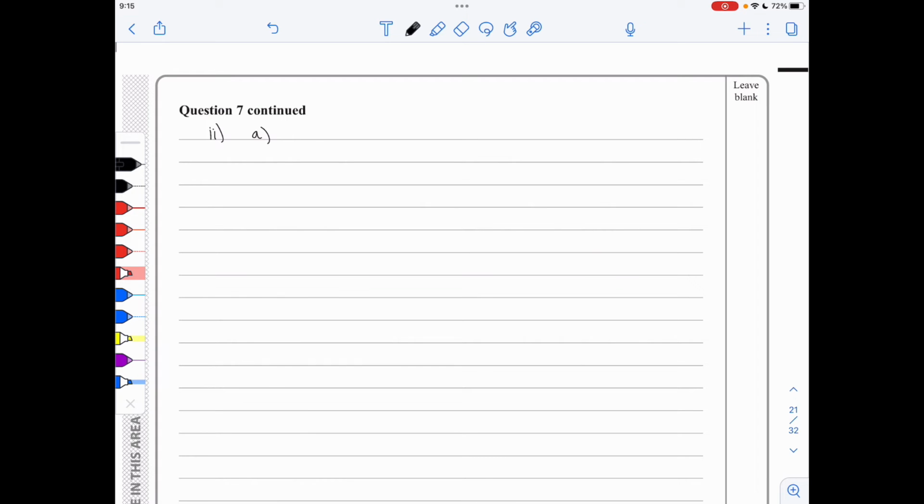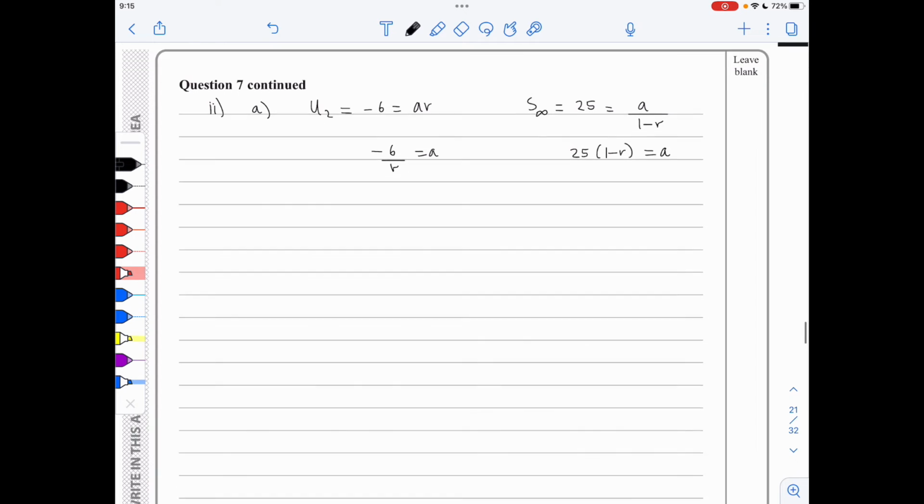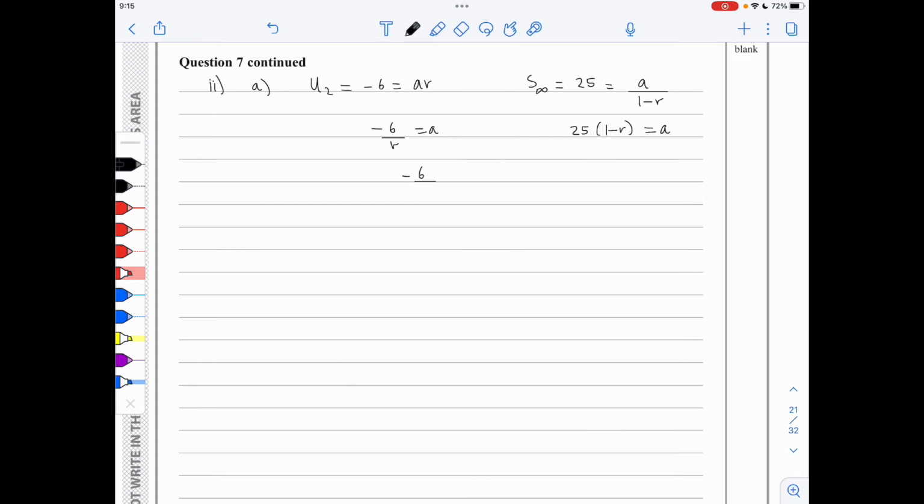We have been told that the second term is -6, which is ar. The sum to infinity is 25, and this is a over 1 minus r. So I could actually say that -6 over r is equal to a, and 25 times 1 minus r is a. So we are essentially looking at simultaneous equations. Now, -6 over r is equal to 25 times 1 minus r. I have equated the two.